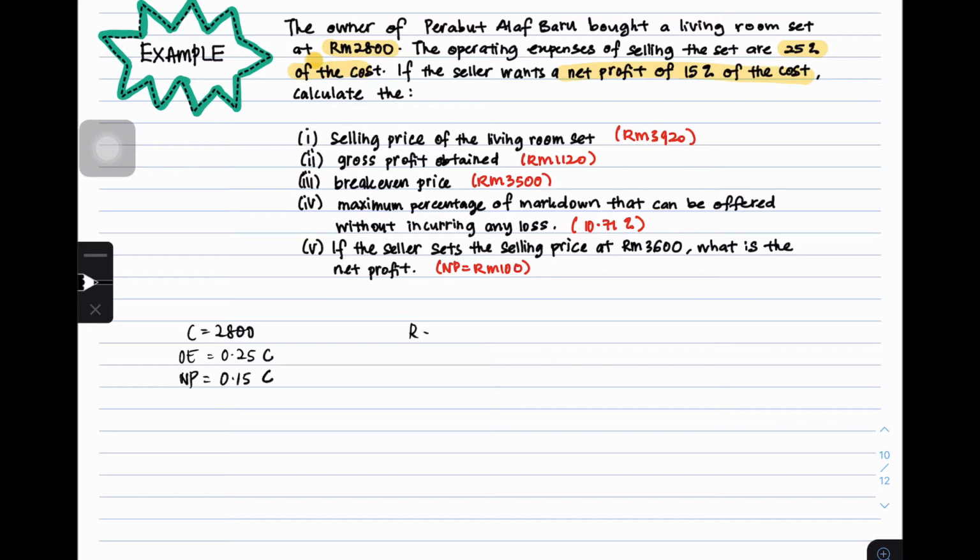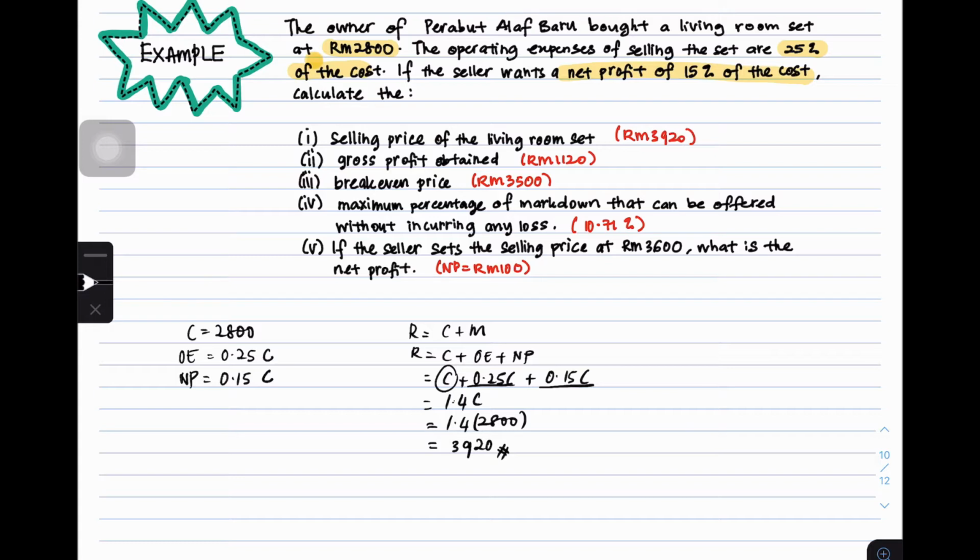R. So R is equal to cost tambah markup, and we know that markup is equal to operating expense plus the net profit. So cost C, operating expense is 0.25C, and net profit is 0.15C. So 1 plus 0.25 plus 0.15, you will get 1.4C. So we have 1.4, our C is 2,800. So what you will get in return, the retail price will be 3,920 ringgit. Alright, so itu adalah harga jualan.